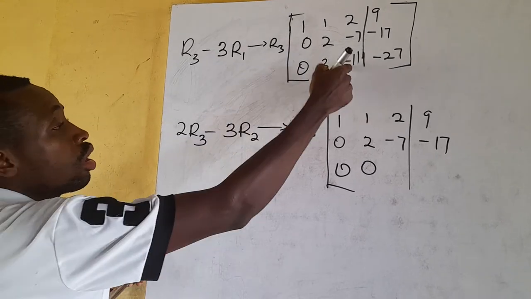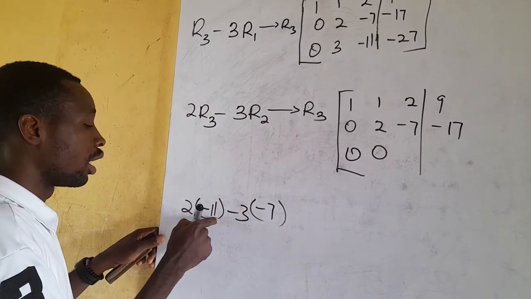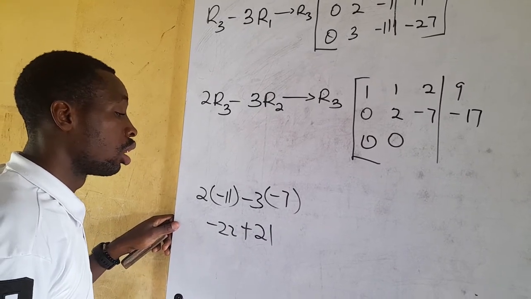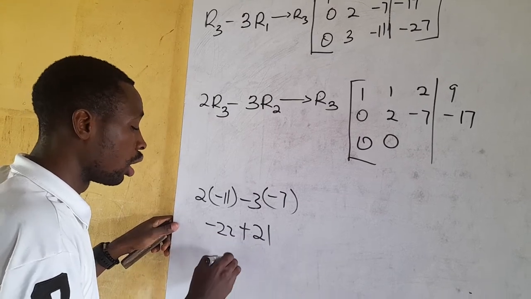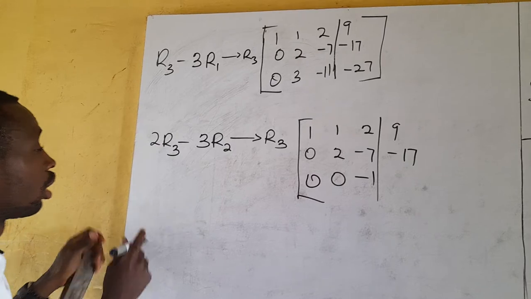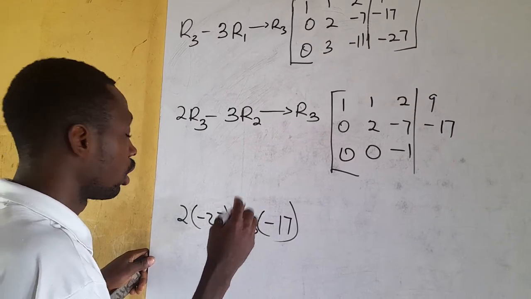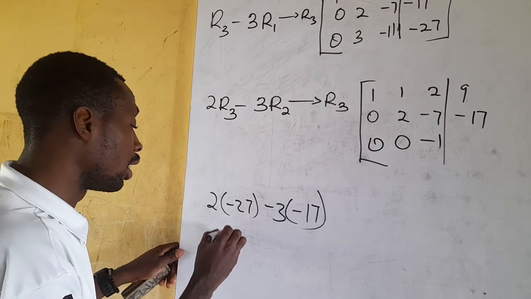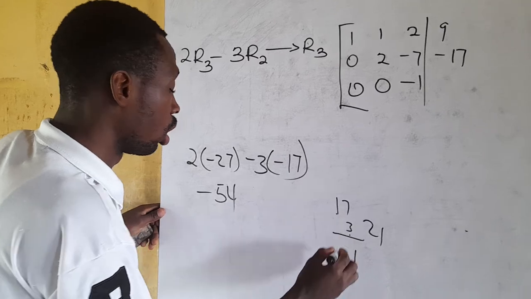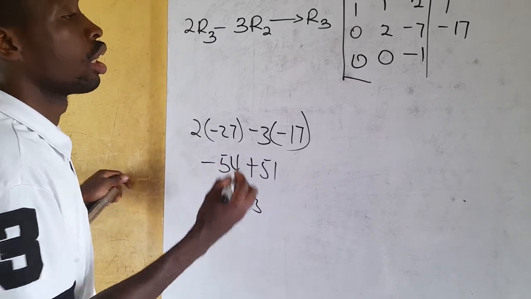So we'll do it for these two. So we said 2 times R3, so negative 11, minus 3 times R2, negative 7. So 2 times negative 11 will be negative 22. Then negative 3 times negative 7, that will be plus 21. So negative 22 plus 21 is negative 1. I hope you get that. Then this one. That's 2 times negative 27 minus 3 times negative 17. So 2 times negative 27 will be negative 54. Then 3 times 17 will be 51. So that will be plus 51. So negative 54 plus 51 is negative 3. So here will be negative 3.